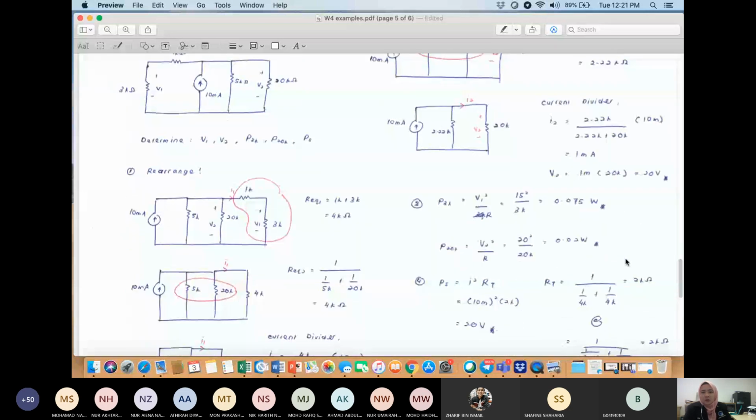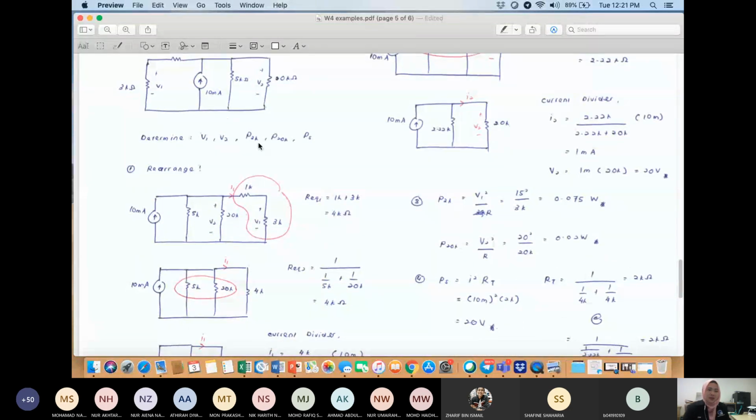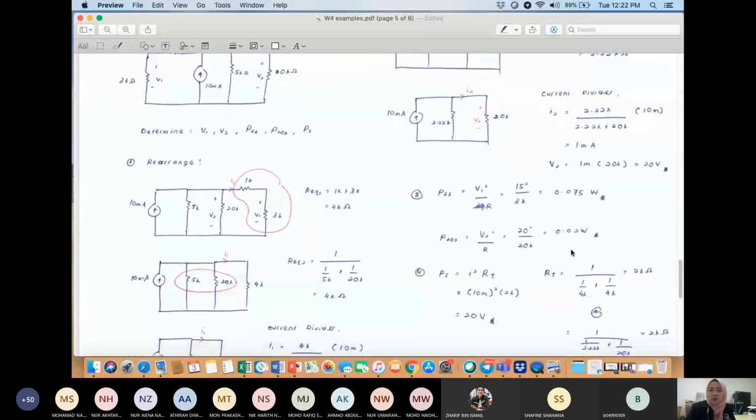Okay, so next you want to calculate for P at 3 kilo ohm and P at 20 kilo ohm. So just use the formula for power. This one I use V squared over R. Since P at 3K, the V is V1. So V1 squared divided by R, you will get 0.075. And for P at 20 kilo ohm, the voltage is V2. So V2 squared over R, you will get 0.02 watts.